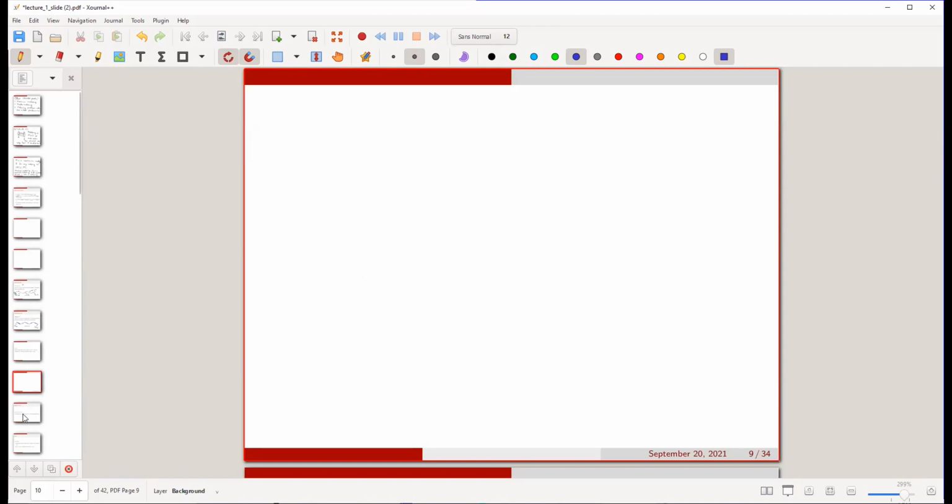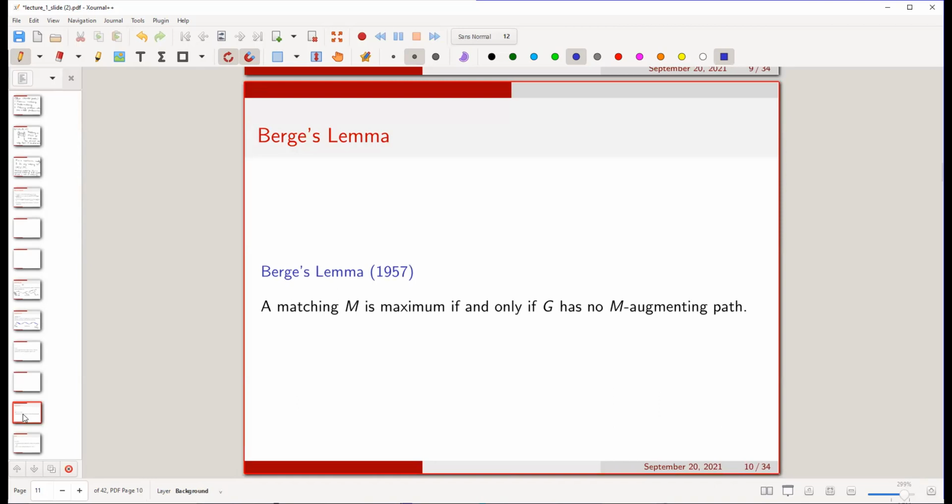Now next we have one theorem, one lemma, called Berge's lemma. It basically says that a matching M is maximum if and only if the graph G doesn't have any M-augmenting path. What do we mean by that? If the graph has an augmenting path, then the matching is not a maximum matching, and we can increase its size. But the converse is also true: if there is no M-augmenting path, then the matching M is a maximum matching. So one way is easy to see, I think.